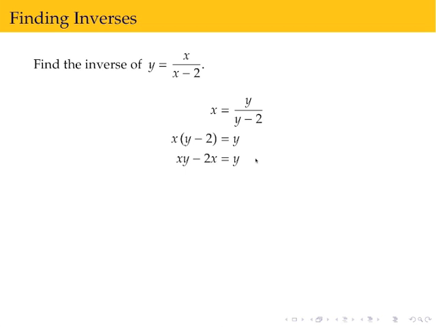So I need to get all my y's together. So I'm going to add 2x to both sides. That'll move it over here. I'll subtract this y from both sides, and it'll end up over here, leaving me with xy minus y equals 2x.